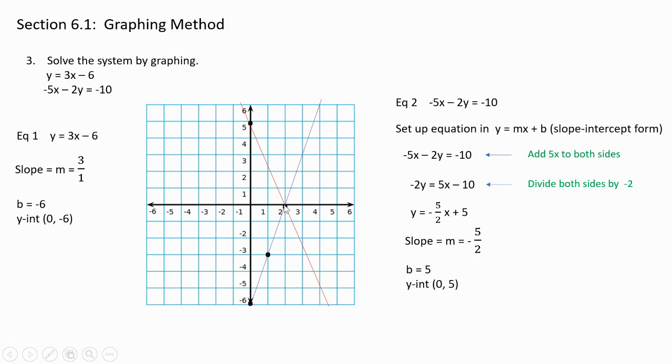So the answer is where they intersect. If you see that, they intersect at the point 2, 0. So that's my solution, 2, 0. Okay. So this is how you solve systems of equations by graphing. You have to graph both equations, and where the lines intersect, that's your solution.